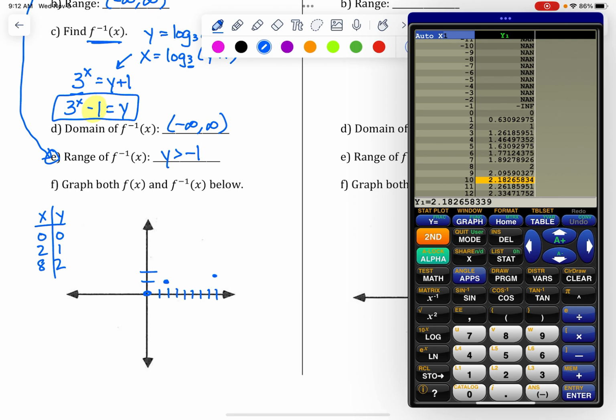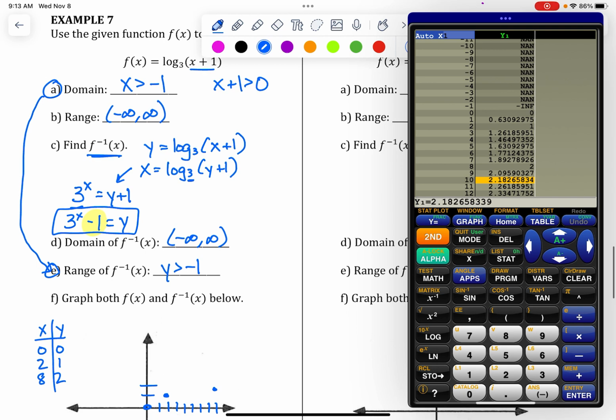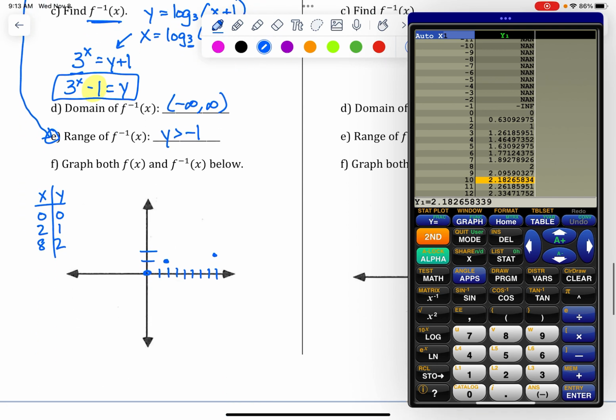All right? And you know for your log function that the domain is going to be x is greater than negative 1. So you're going to have a vertical asymptote at x equals negative 1. And then graph that, and there's your log function.